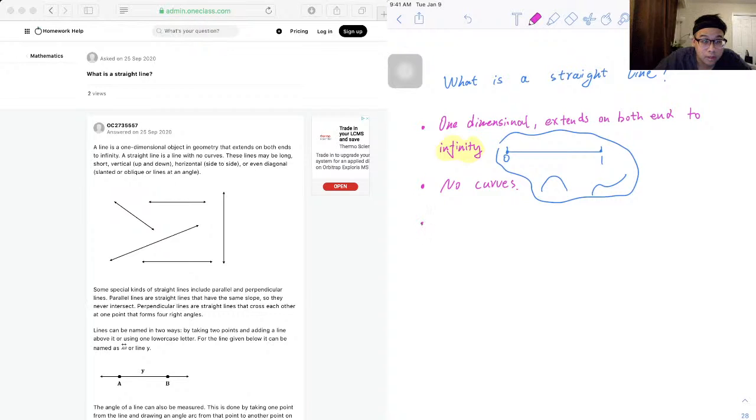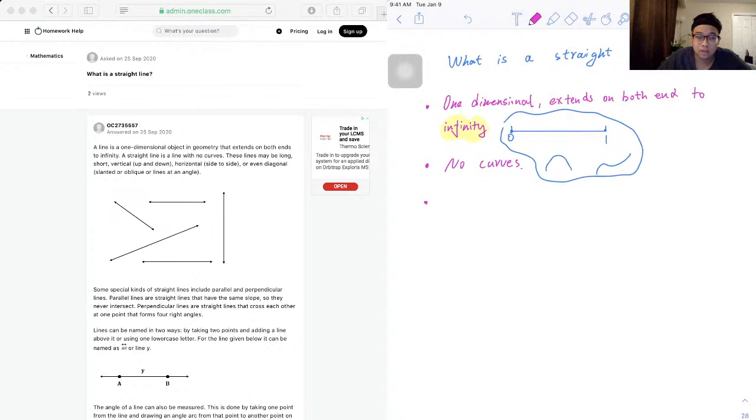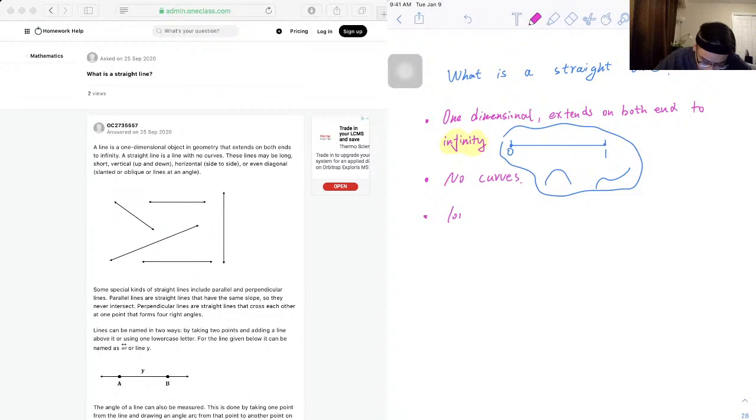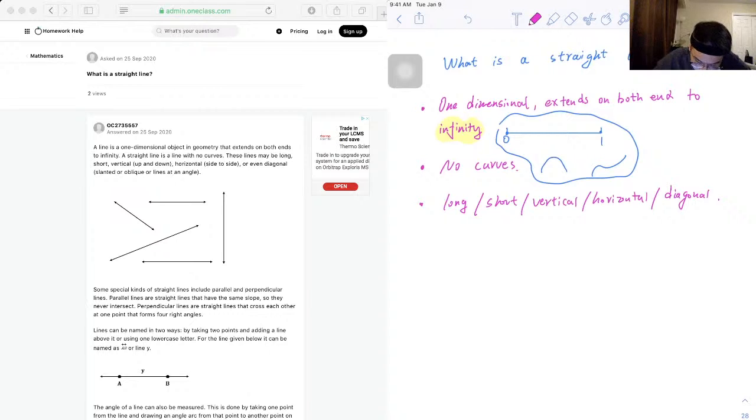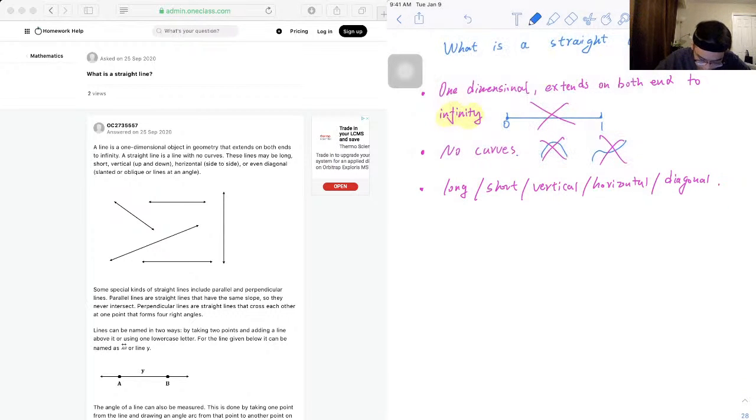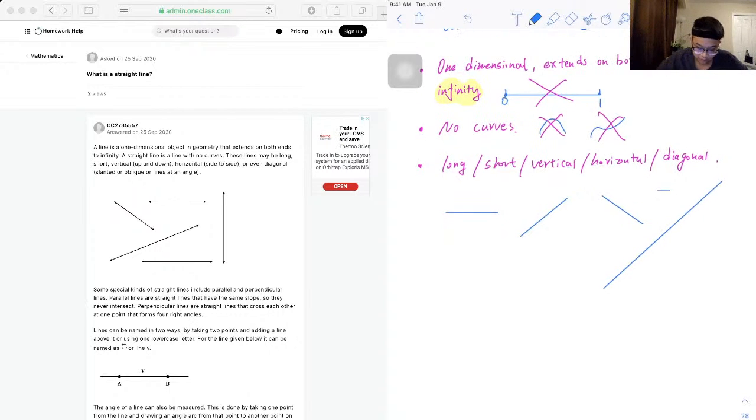And third thing, there's not just one form of straight line. It can be long, short, vertical, like up and down, or horizontal, or even diagonal. So let's write that down. Could be long, short, vertical, horizontal, diagonal. Something like this, it could be super long, and it could be like this, extremely short. So those are straight lines.